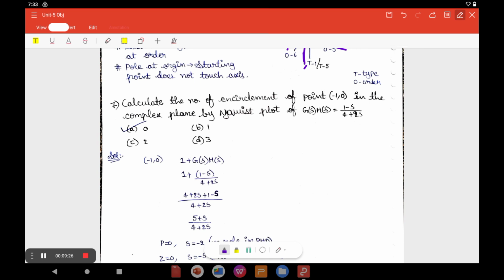So the question number 7. Calculate the encirclement of the -1, 0 point in the complex plane by the Nyquist plot of G(s) H(s). Then you have to take the characteristic equation for this case. Take the characteristic equation.